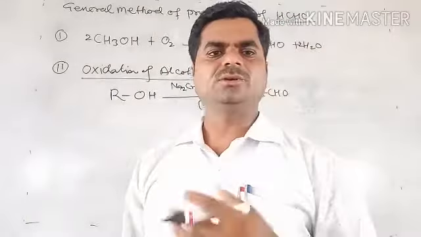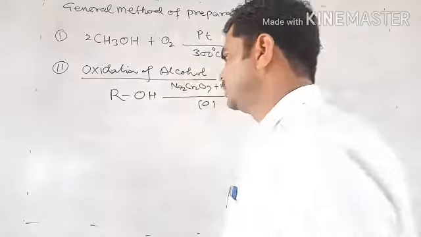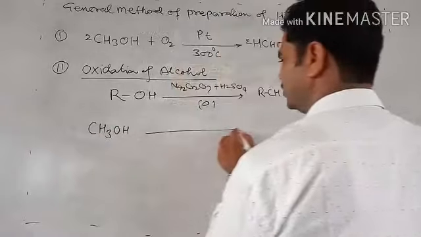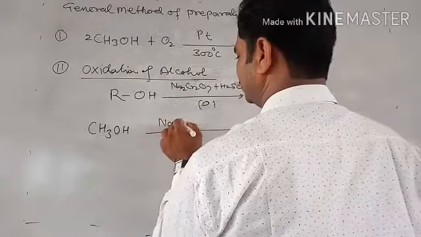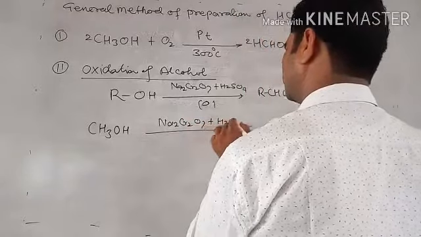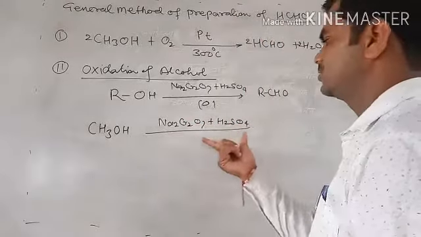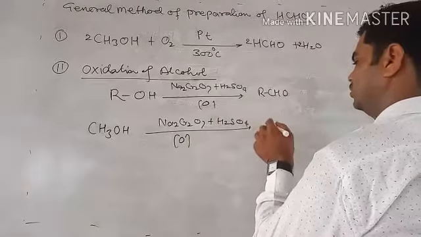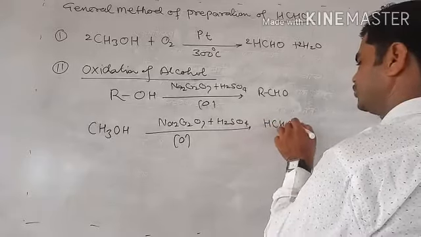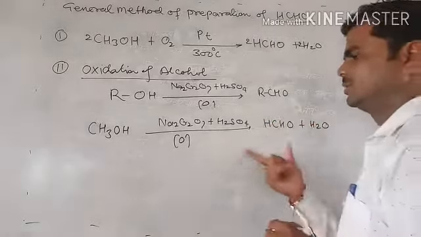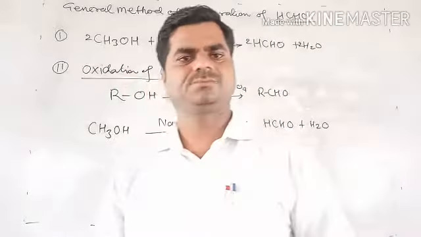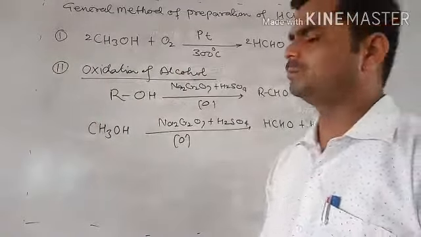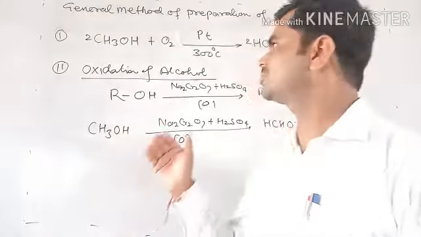Here we form formaldehyde. Formaldehyde contains one carbon, so in this case we use a one-carbon alcohol, CH3OH. Okay, students, in the presence of Na2Cr2O7 plus H2SO4, that is, acidic sodium dichromate, methyl alcohol is oxidized into formaldehyde, HCHO, plus water. So this reaction also stands for the formation of formaldehyde.